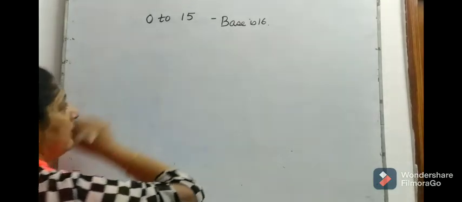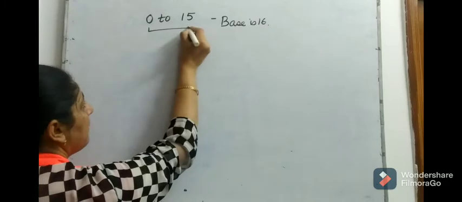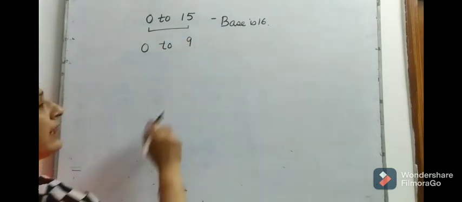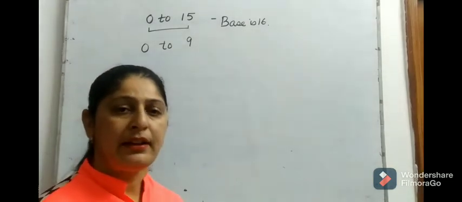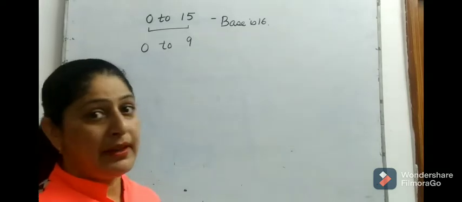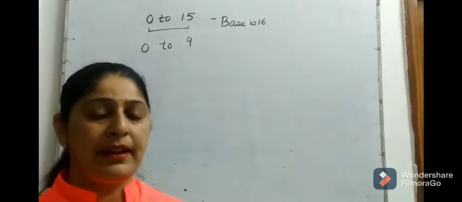Now since the base is 16 and the representation of numbers is from 0 to 15, for 0 to 9 we'll write them simply. If I get a remainder of 7, I'll write 7. If I get a remainder of 8, I'll write 8. Till 9, we are going to write it the same way. But when I get a remainder of 10, I can't write it as 10. Why? Because I'm dividing by 16 now.